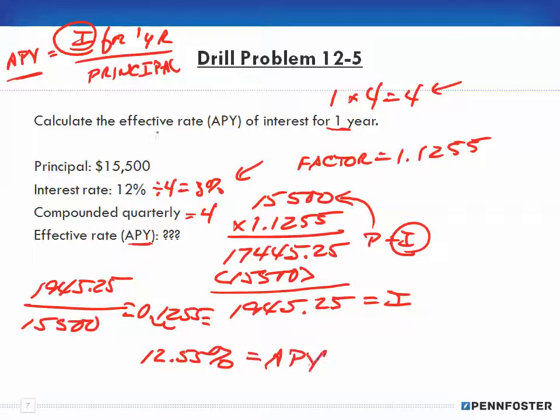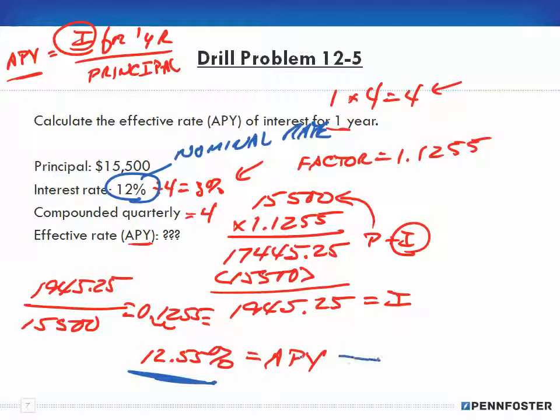Again, notice that the APY of 12.55% is different from the interest rate of 12%. That 12% is the nominal rate, the stated rate. But due to the compounding effect, our effective rate is actually greater because we're getting interest upon interest. That's what accounts for, in this particular case, the additional 0.55%. All right, with that, I'm going to stop here.